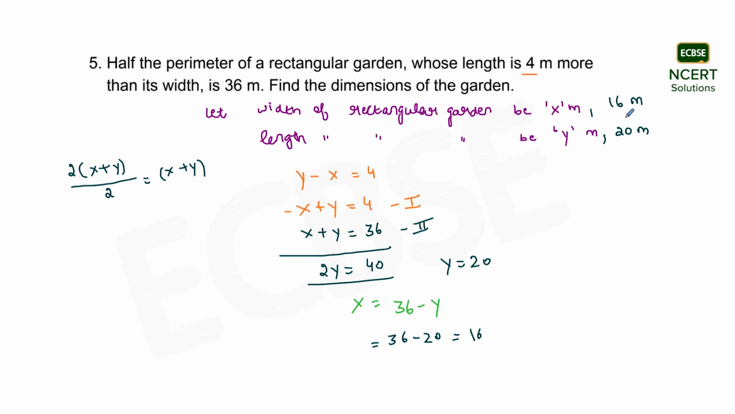If we clearly observe the values for x and y, their difference comes out to be equal to 4, which was said in the question itself, and their sum comes out to be equal to 36, that is half the perimeter of the rectangular garden, x plus y is equal to 36 meter. So these are the correct values for the width as well as the length of the rectangular garden. So I hope this is clear to all of you.